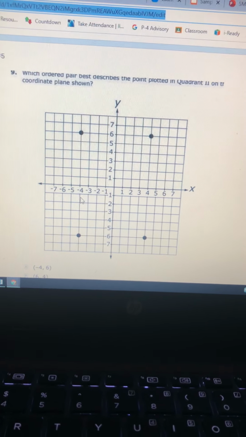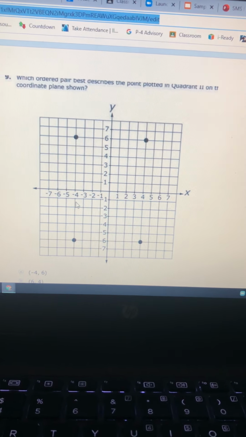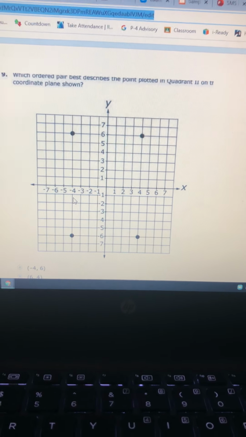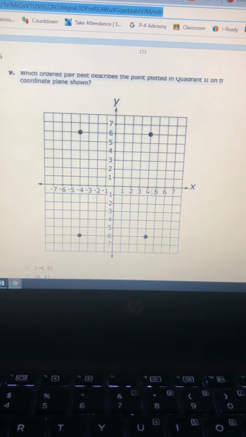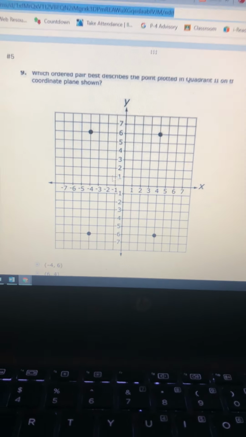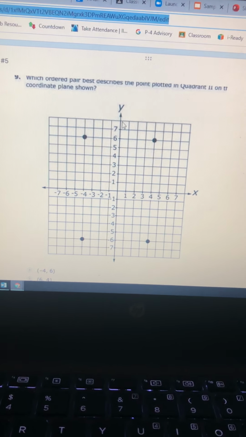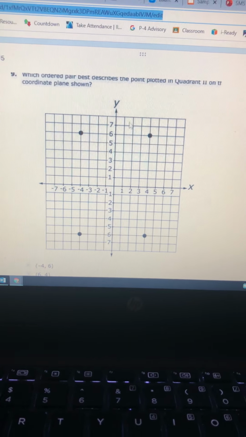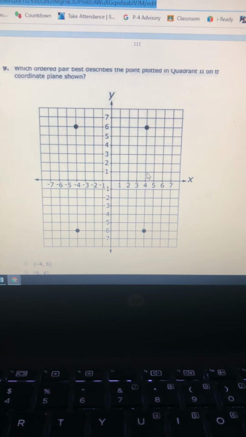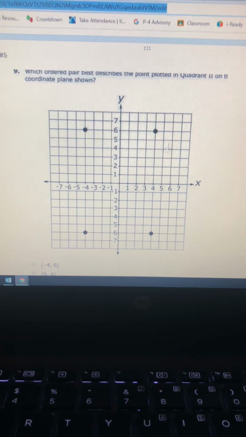Number 5. Which ordered pair best describes the point plotted in quadrant 2 on the coordinate plane? So remember, you read left to right first. X is always first because X comes before Y when you say the alphabet. And then you go up to Y. But we have to know which quadrant is quadrant 2. We talked a lot about that in the beginning of our distance learning, and even as we ended school.